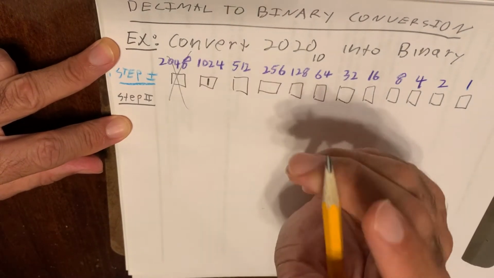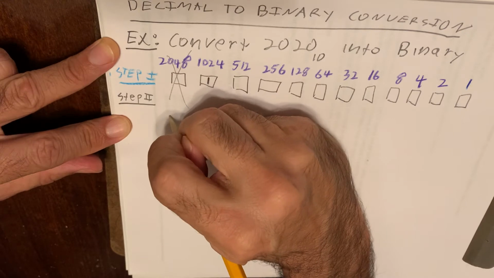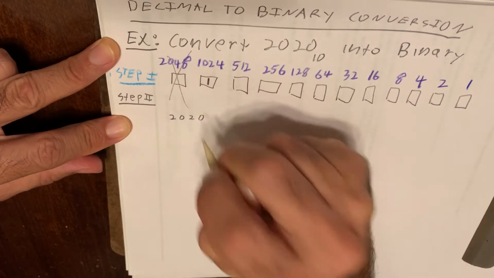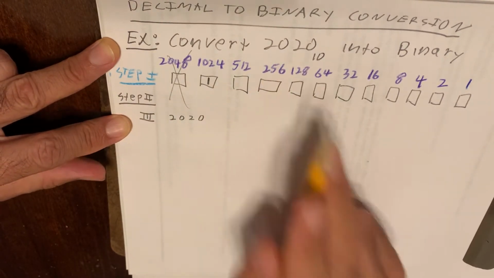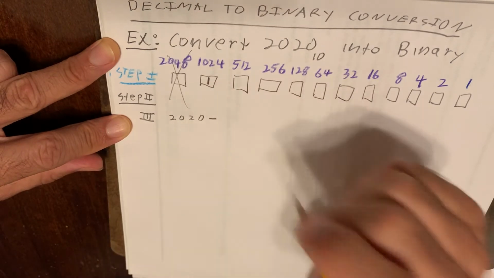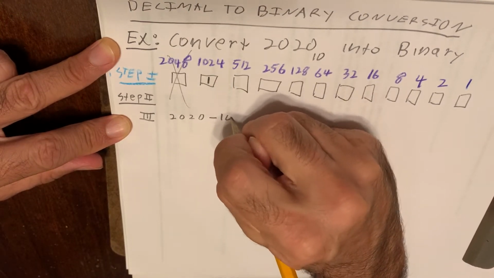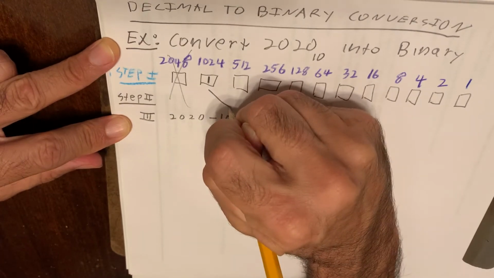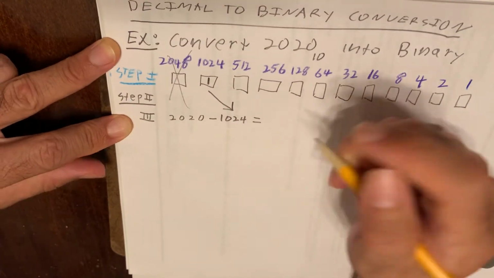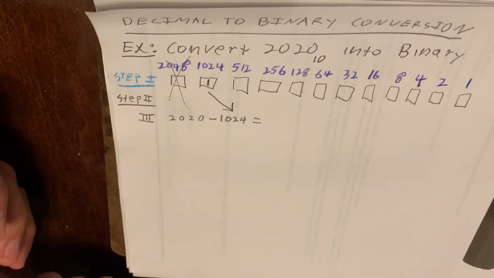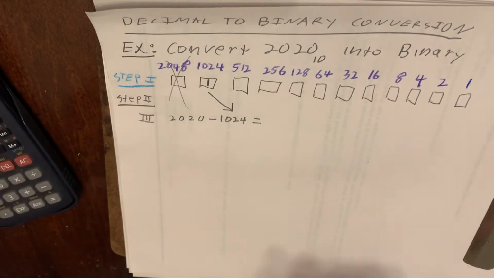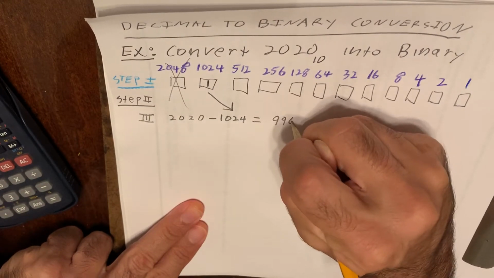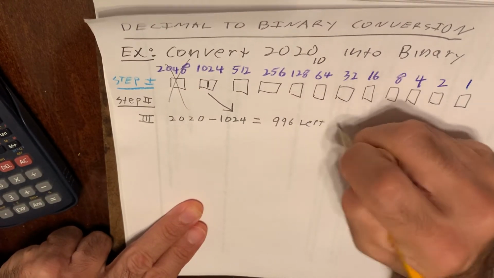So let's take our 2020. And you can call this step 3 if you want, but we're going to have a lot more steps. So we're going to take our 2020, and from this we are going to subtract the 1024. And this is where the 1024 actually comes from. And let's see how much we have left over. So 2020 minus 1024 gives us 996 left over.